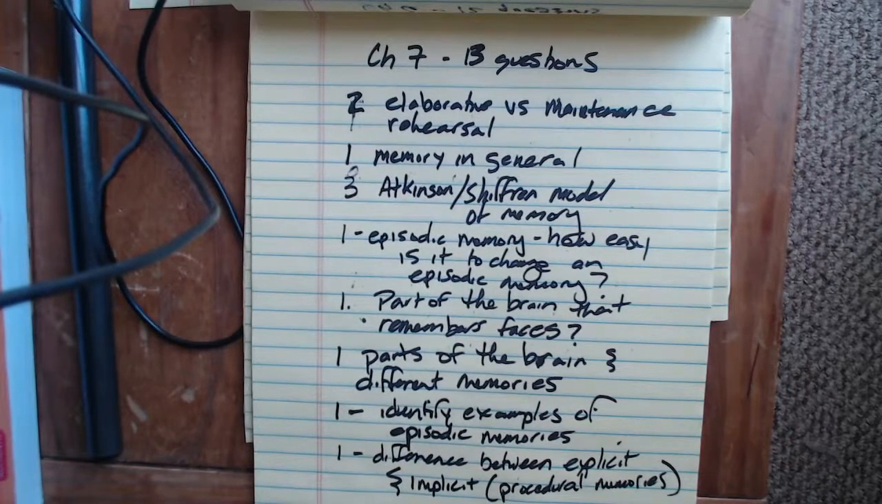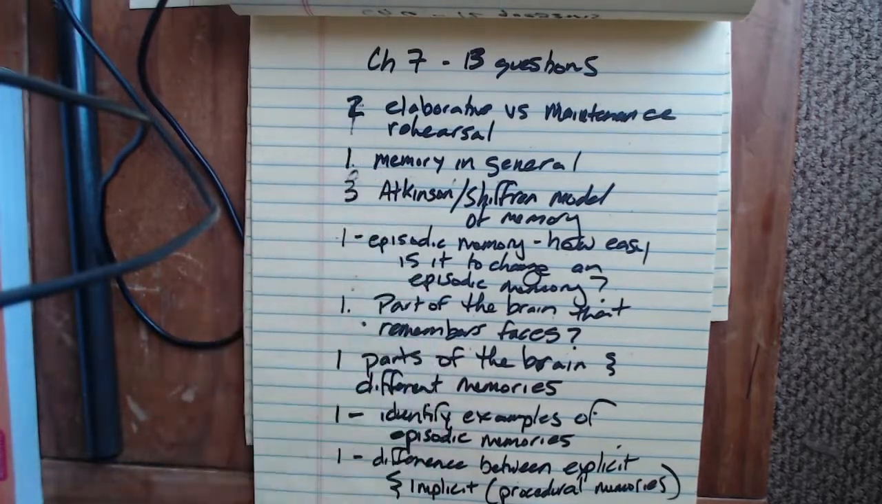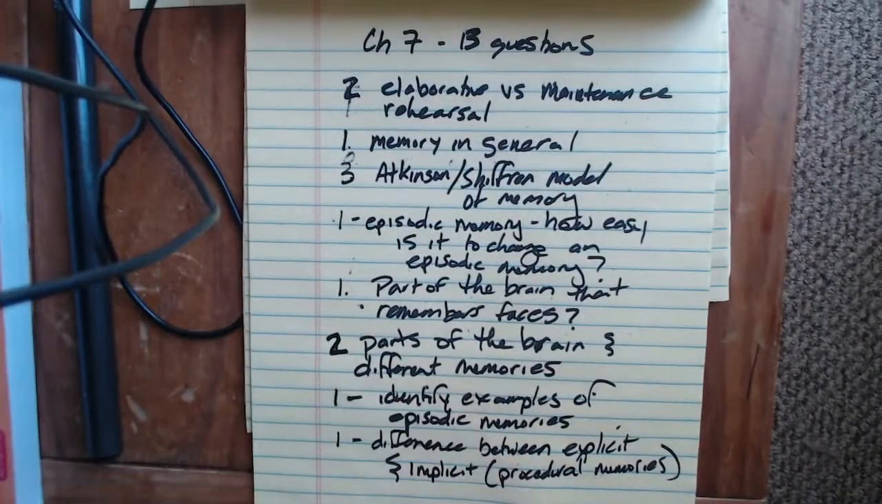Example of different parts of the brain and different memories. Probably let's put that question right there. Two questions on parts of the brain and different memories. If you had damage to your hippocampus, what would you have trouble doing? Remembering old memories or making new memories? If you had damage to your hippocampus, would you have trouble accessing old memories or making new memories?